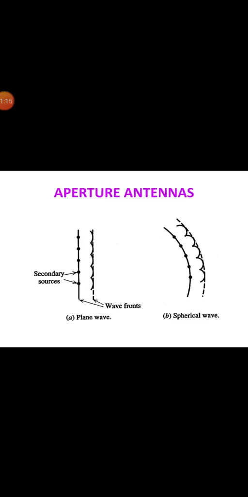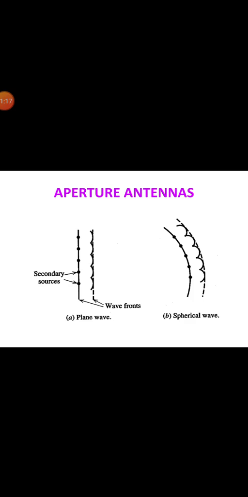Aperture antennas are based on Huygens principle. Huygens explained in a simple way the bending of light waves around an object. Every point on a wavefront may be considered as a source of secondary wavelets which spread out in the forward direction at the speed of light. The new wavefront is the tangential surface to all of these secondary wavelets.